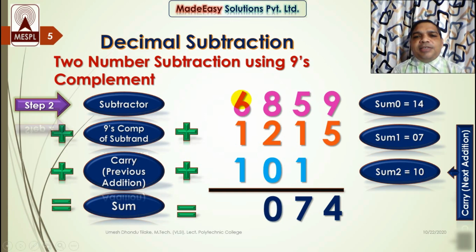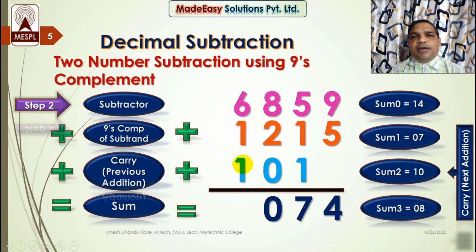Now perform the MSD additions. 6 plus 1 is equal to 8. I will get 8 over here. So I will put the sum over here 8, and here carry is not generated. So I will consider carry as a 0 over here.